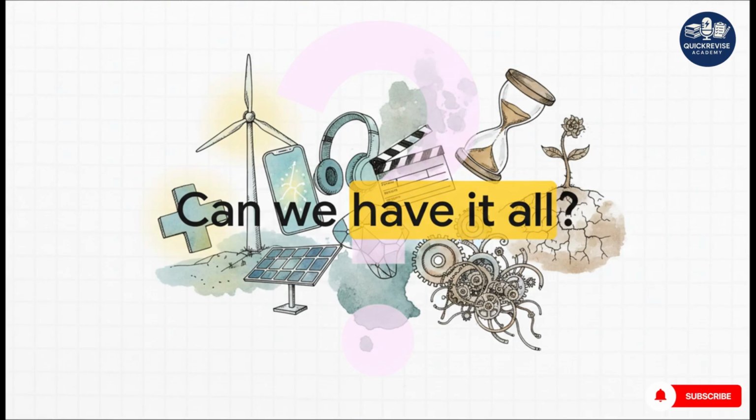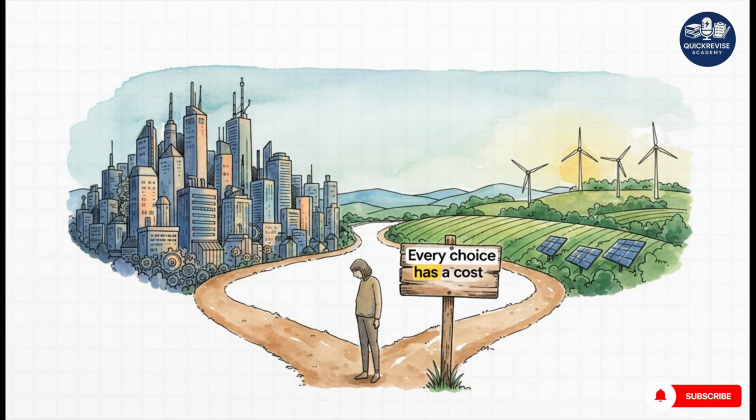You know, it's a question we ask ourselves all the time, right? We want amazing schools and super fast internet and beautiful parks and maybe a trip to Mars. We kind of want everything. But the reality is we live in a world with limits. We only have so many people, so much stuff, and so much time. So the big question is, can we really have it all? And the hard, simple answer is no, we can't.